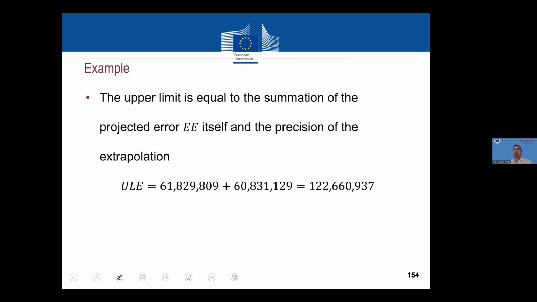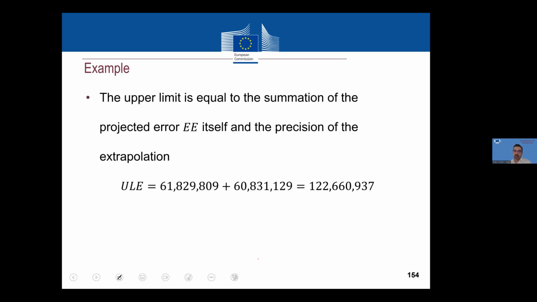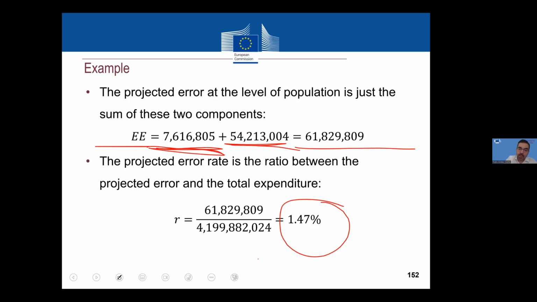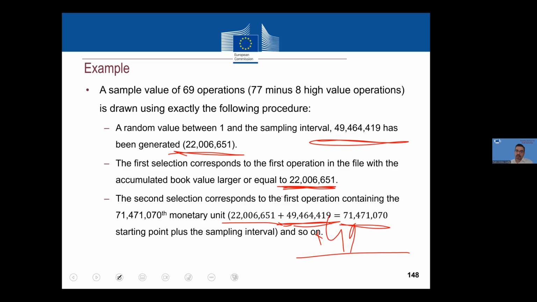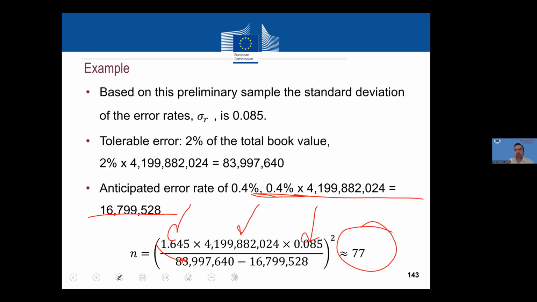As always, the upper error limit is the projected error plus the precision, 122 or 123 million euros. I compare them both with the materiality threshold, and again, in this example, the results were not conclusive. The only reason is that the error rate is in the neighborhood of 1.5%, and in this case, this audit authority has used, I don't know even with which source, an anticipated error rate of 0.4%.